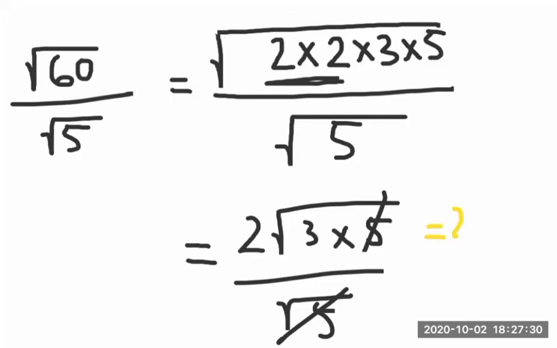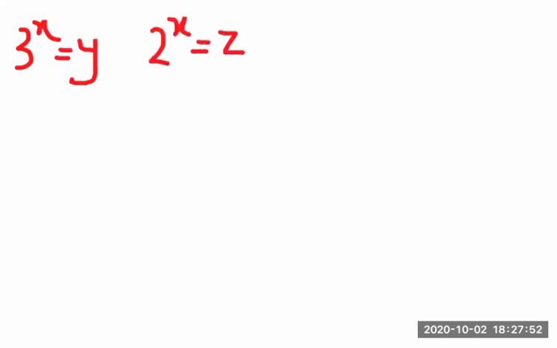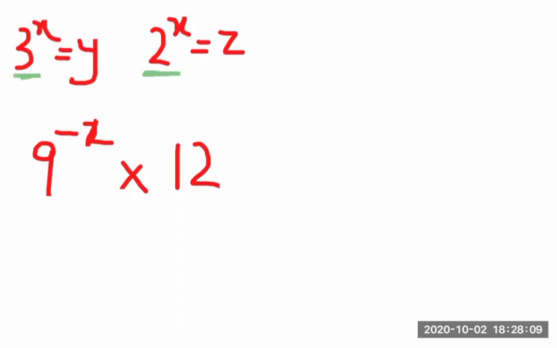Very good. Okay. Then the question says if 3 power x is equal to y and 2 power x is equal to z, we need to express 9 power negative x times 12 power x in terms of y and z. So what will we have to do? We have been given two values, 3 power x and 2 power x. We have to bring these two values into that form. So what do we do first?